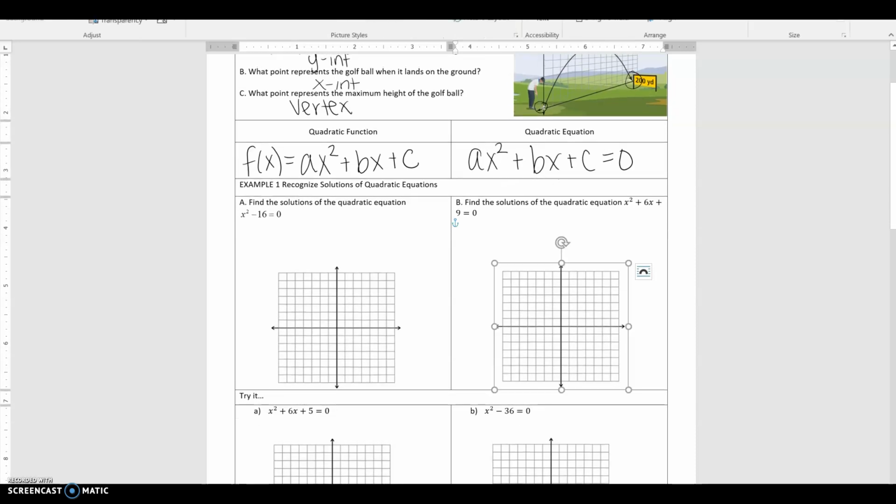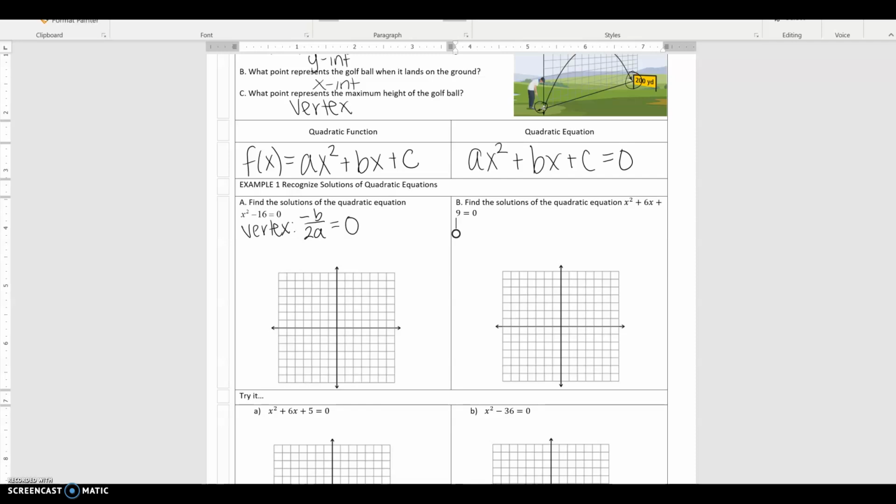And so the first one is find the solutions of the quadratic equation. So we have x squared minus 16 equals 0. So we can find our vertex. Remember, that's negative b over 2a. Our b is 0 here, so our vertex for x is 0, and plug 0 in to get our y value, and that would give us negative 16. So our vertex is at 0, negative 16.